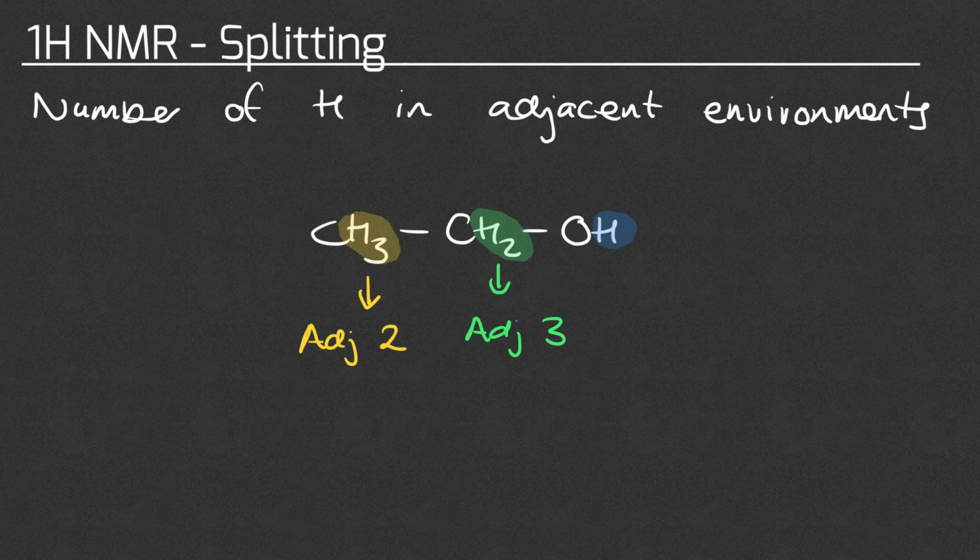So if we're looking at the green environment, we've got 3 adjacent hydrogens to the left, an OH to the right, which we don't count, therefore there are just 3 adjacent hydrogens for the green environment. The blue environment is adjacent to 0, because remember, OH and NH hydrogens are never split, and they don't split anything else, so we don't count them or look at them for adjacent environments. So we'd consider the OH to be adjacent to 0.